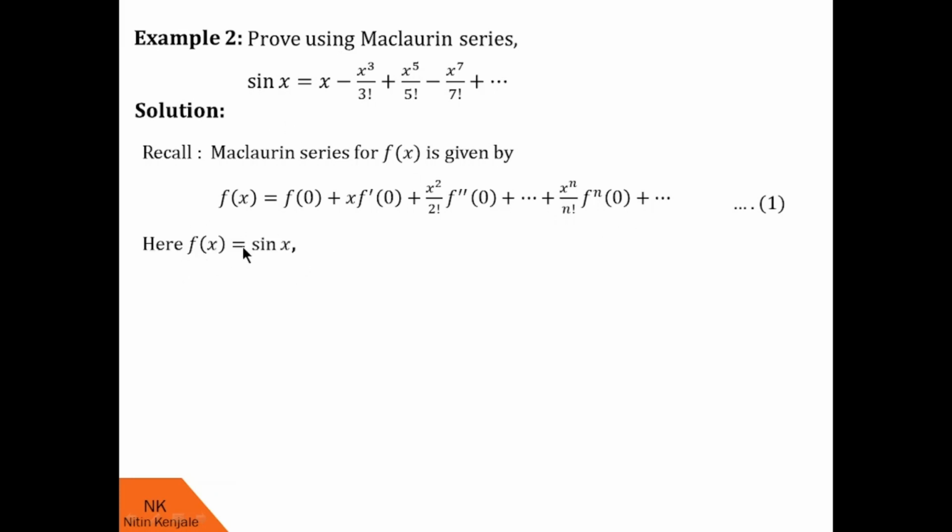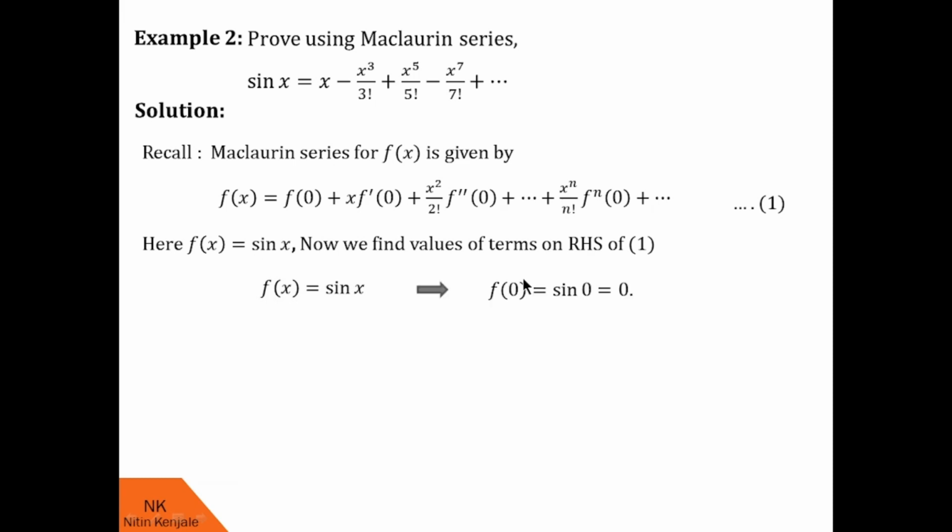Using f of x, we find values of the unknowns in series 1. So here f of x is sin x, then f of 0 will be sine of 0. But sine of 0 is 0, so f of 0 is 0. Next, f dash of x will be cos x. Therefore, f dash of 0 will be cos of 0, which is 1.